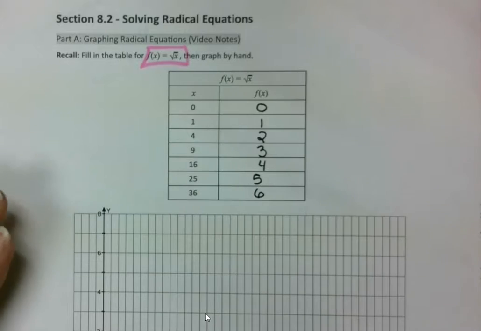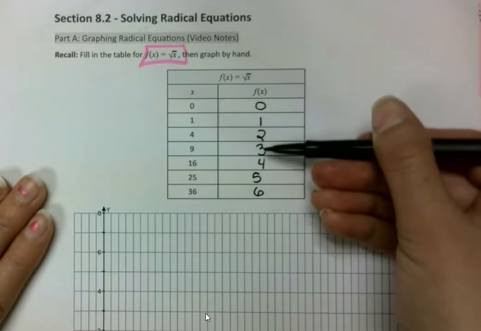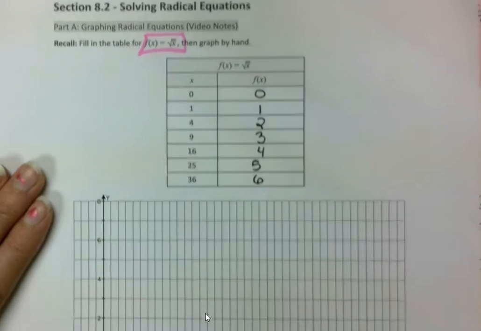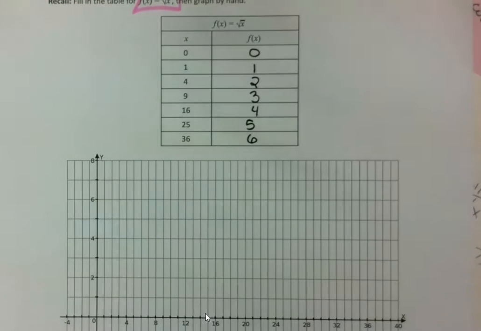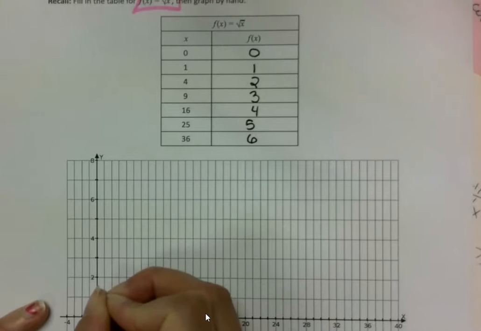Okay, just making a note, we chose those x values specifically because they were perfect squares and they were going to be easy to evaluate. So that's something you want to keep in mind when you're working with radical graphing. So I have (0, 0), (1, 1).